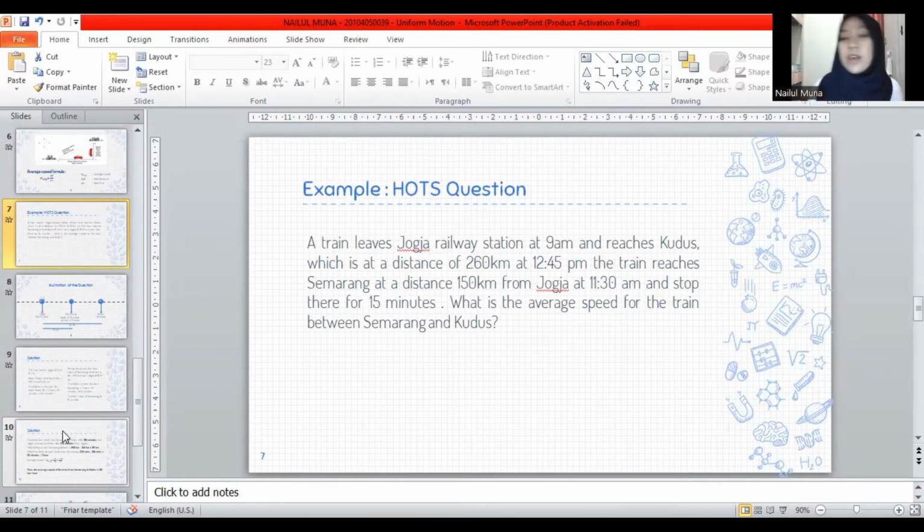Okay, it's time to HOTS question. This is the question. A train leaves Jogja railway station at 9 a.m. and reaches Kudus, which is at a distance of 260 kilometers at 11:45 p.m. The train reached Semarang at a distance 150 kilometers from Jogja at 11:30 a.m. and stops there for 15 minutes. What is the average speed for the train between Semarang and Kudus?